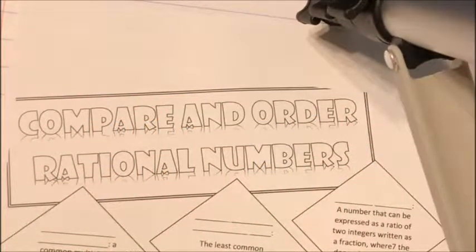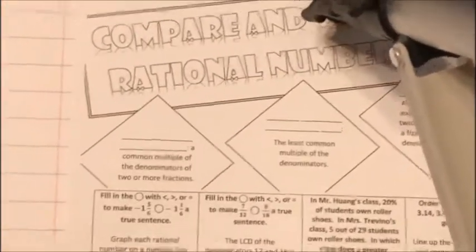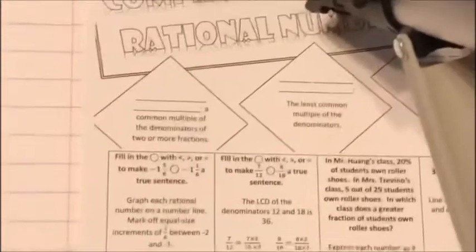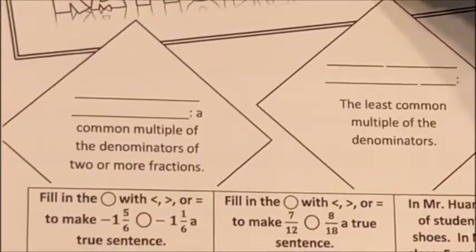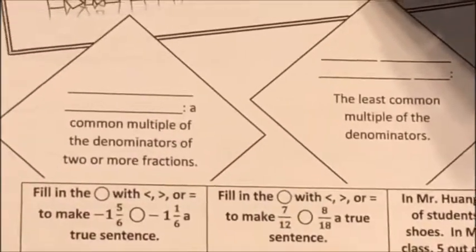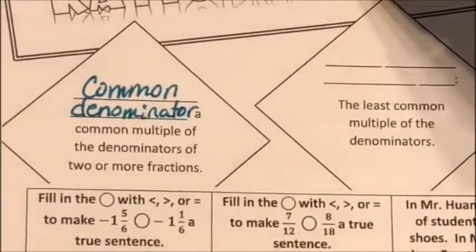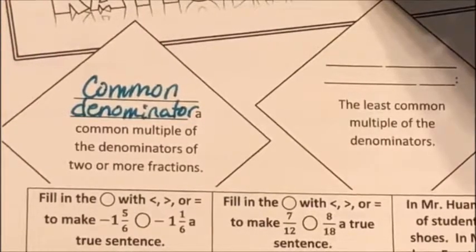This is Chapter 4, Lesson 2, Compare and Order Rational Numbers. So we have a couple of diamonds. The first diamond says blank, blank, a common multiple of the denominators of two or more fractions. In those two blanks, you're going to write common denominator. So common denominator is a common multiple of the denominators of two or more fractions.